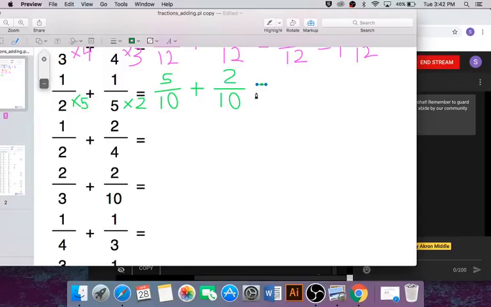Now that they're over the same number, we can add. So 5 plus 2 is 7 over 10.